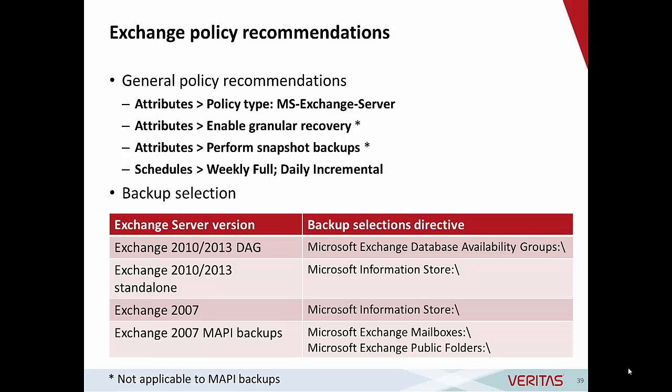And then when it comes to the backup selections, again, making the highest level selection possible guarantees complete coverage. And then if I needed to, I could always add a couple things to the exclude list if there was stuff I really didn't want to protect. And so in the case of a DAG in Exchange 2010 or 2013, back up the whole DAG. In the event of a standalone Exchange server, backing up the information store guarantees that I get everything.